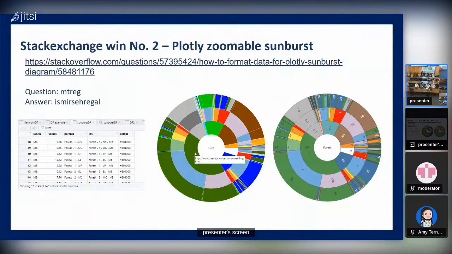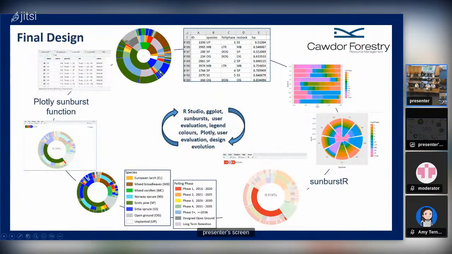So the Stack Exchange big win number 2 was that yes, you can do a zoomable sunburst, and it's probably better if I just actually go to that. So that's the final image in this process. It was a Plotly sunburst, in the Plotly library in R Studio, and it's a sunburst function. And the main issue I had getting it into that format was, well, what does the data need to look like to feed into this function? And that was where the Stack Exchange win was. Somebody had posted that question and answered it. So I was able to incorporate that code with the color schemes to produce this final design.